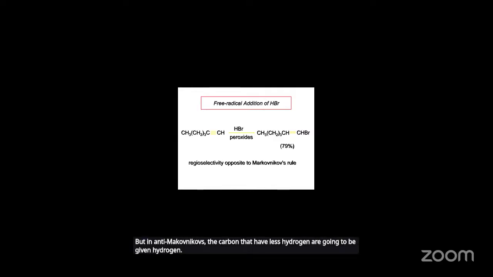Now, whenever you see a compound that has hydrogen halide and there is peroxide, it's telling us that this is going to be opposite of Markovnikov's rule. So it is anti-Markovnikov's rule, meaning that in that case, the carbon that has less hydrogen is going to be given hydrogen. The one that has more hydrogen is going to be given halide. Remember, in Markovnikov's, the carbon that has less hydrogen is going to be given halogen. But in anti-Markovnikov's, the carbon that has less hydrogen is going to be given hydrogen. Please understand that very well.